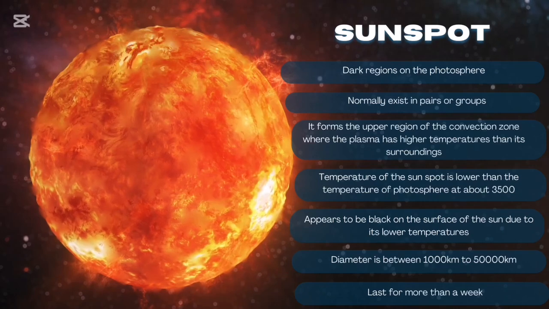The temperature of the photosphere is typically 5,500 Celsius. Due to its lower temperatures, the sunspots appear to be black on the surface of the Sun. Diameter of a sunspot is between 1,000 km to 50,000 km. Sunspots can last for more than a week.